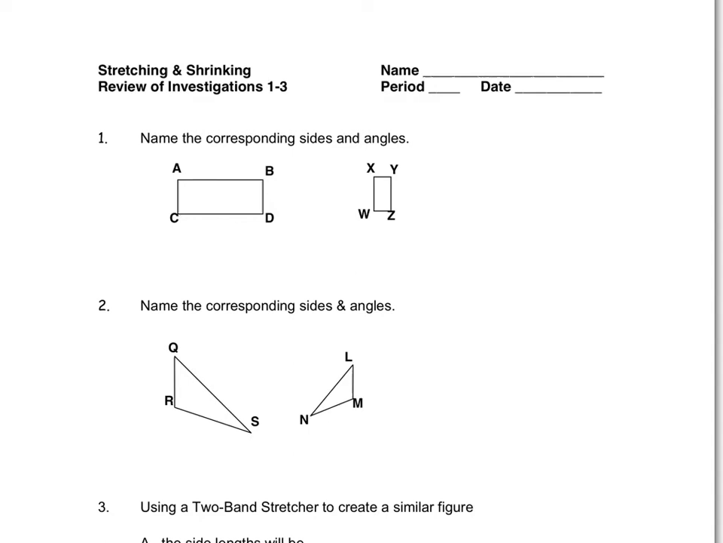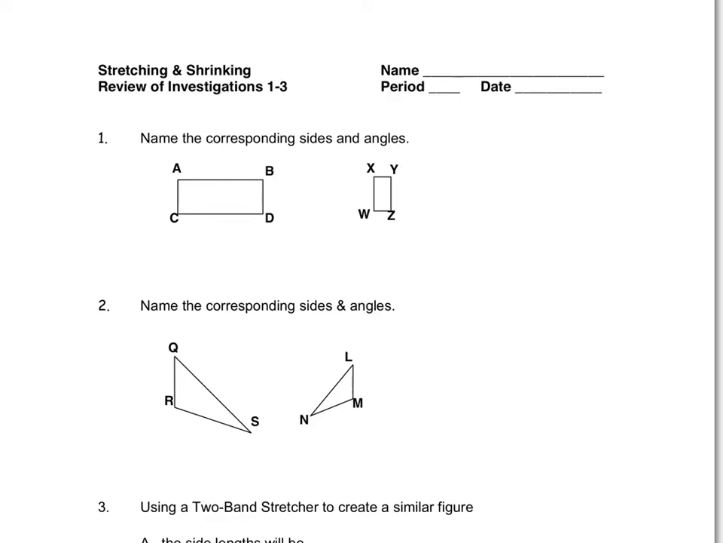Okay, here are some answers for the review of Investigations 1 through 3 that I gave you on Friday that is due on Monday. So for number 1, it says name the corresponding sides and angles. Basically, all you need to do is take this rectangle and twist it so that it is in the same direction as rectangle ABCD. Okay, so WXYZ needs to be turned.